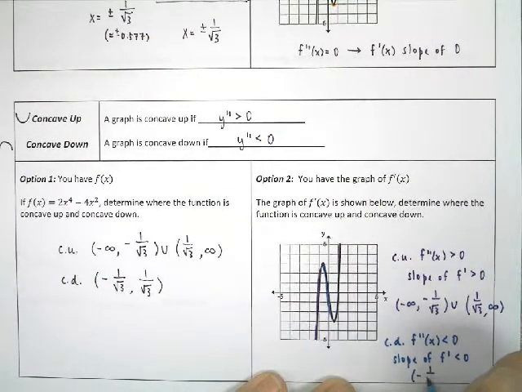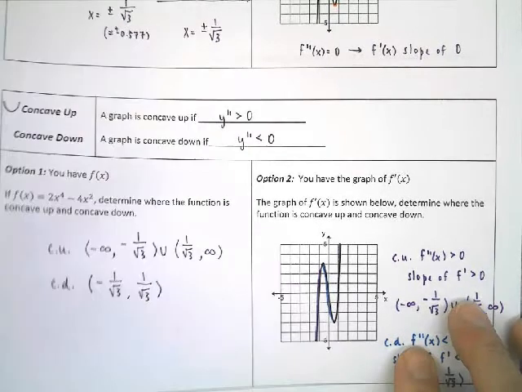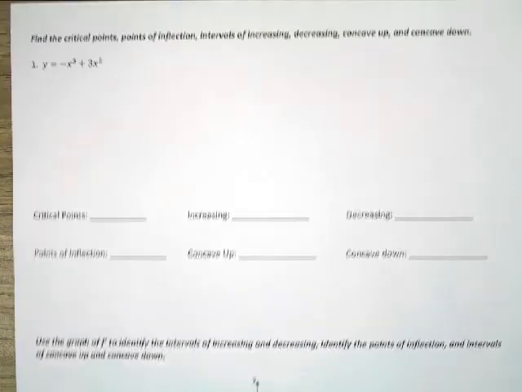All right, so now we're going to take what we know about the first and second derivatives and pull this all together. So in the examples we look at, we're going to be finding out where the critical points, the points of inflection are, where we're increasing, decreasing, concave up, and concave down. So our first example, we're going to work with the actual equation here.